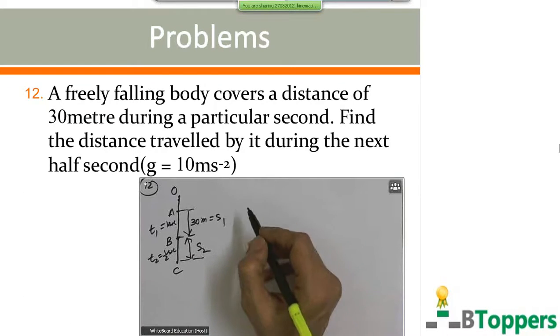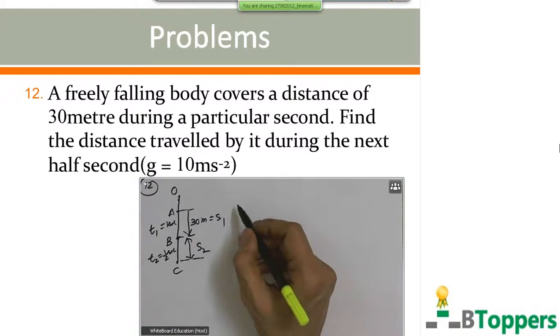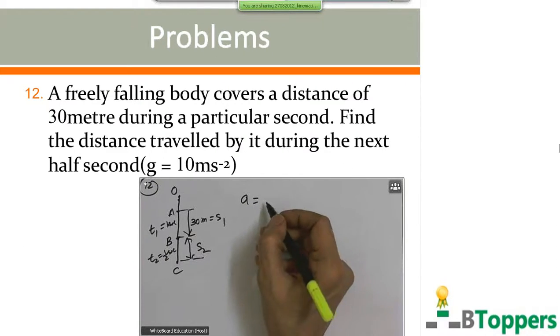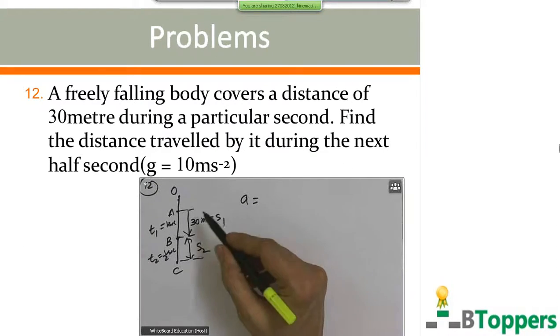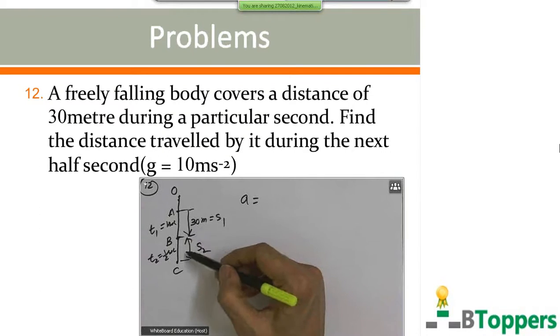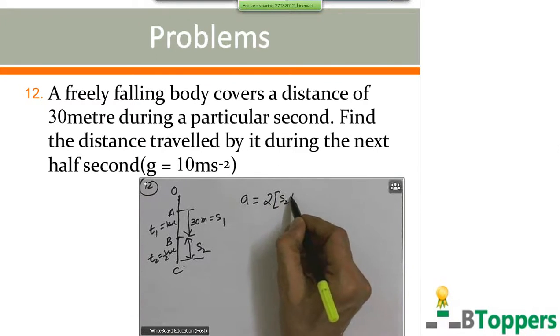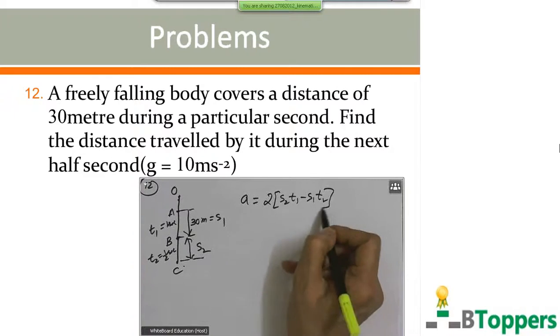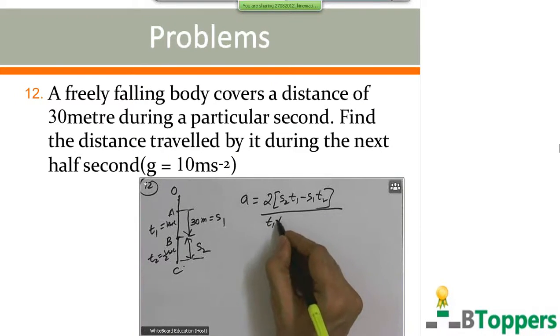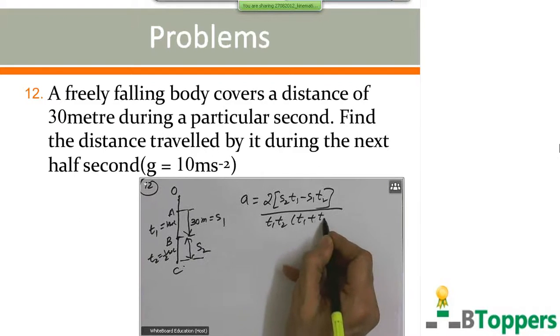So here the problem is given for an objective type question paper. In an entrance examination, you can directly use one of the derived results I have discussed previously. That is, if a body moving in a straight line path with uniform acceleration covers a displacement S1 in a time interval T1 and a displacement S2 in the next time interval T2, then its acceleration is given by 2 into (S2 T1 minus S1 T2) divided by T1 T2 (T1 plus T2).